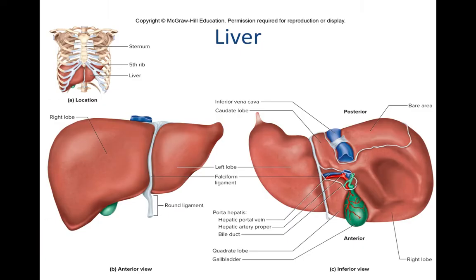We'll move on to the liver. Before we move on to the small intestine, we'll cover the organs that help to provide digestive juices that help the small intestine digest its food. So the liver is an accessory organ, and it is divided into lobes.